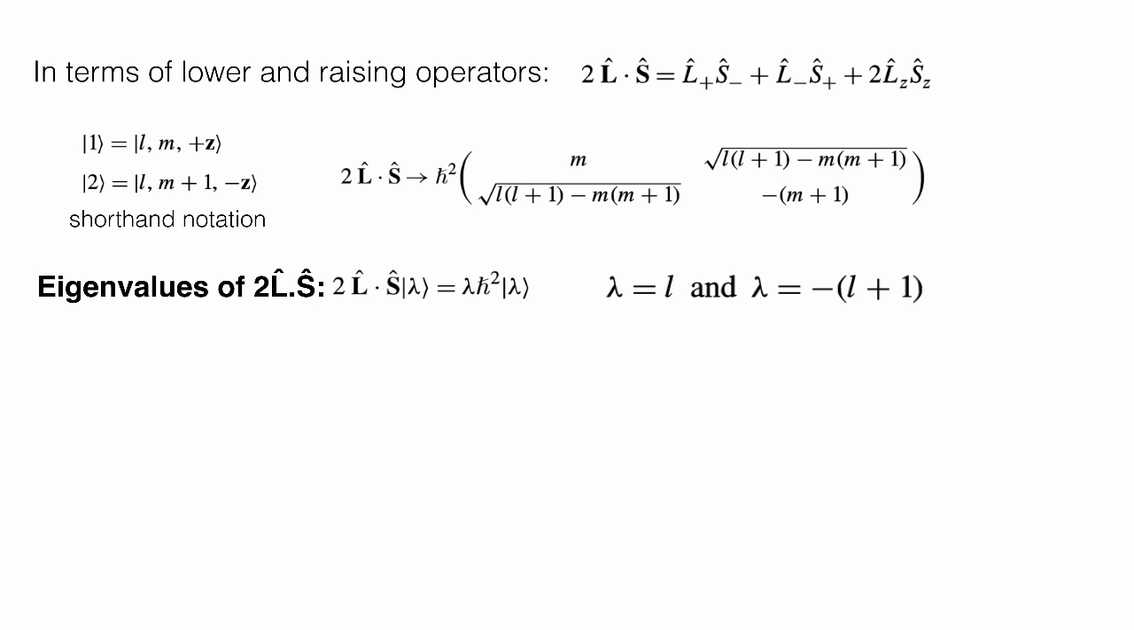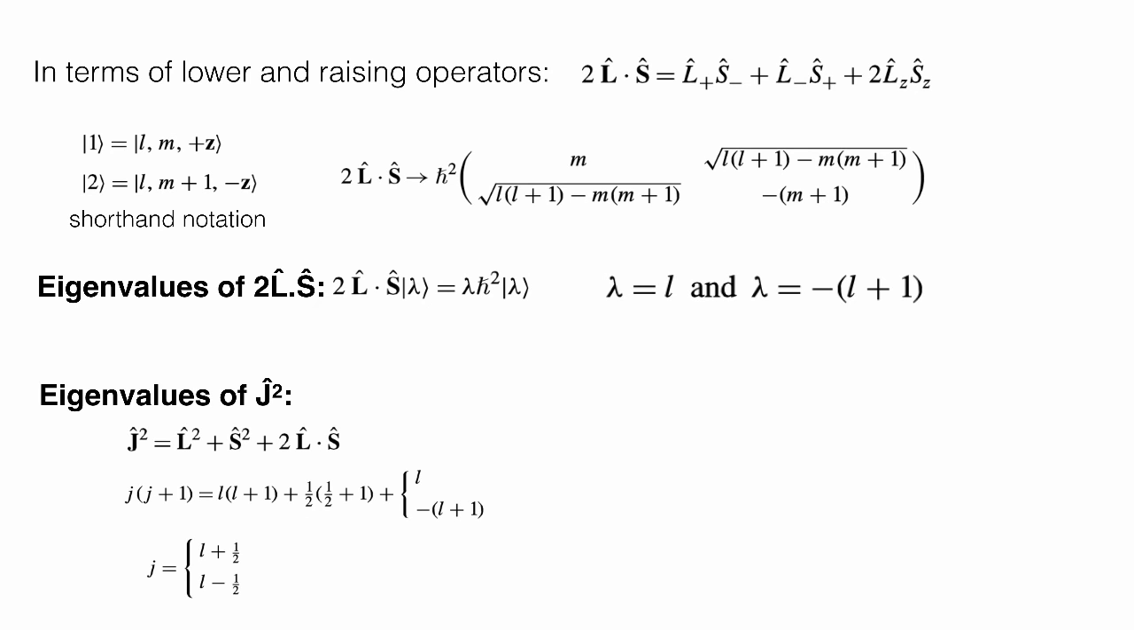So we can diagonalize, sorry, not orthogonalize, but diagonalize. And when we diagonalize it, we find eigenvalues that will tell me how the different states are shifted due to the calculation of the interaction between the orbit and the spin. And then we find that two possible eigenstates are lambda equal L, and lambda equal minus L plus 1.